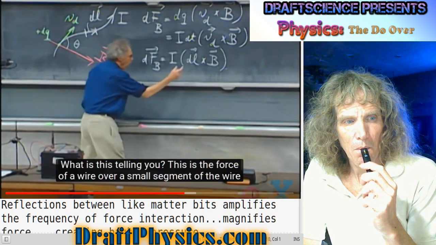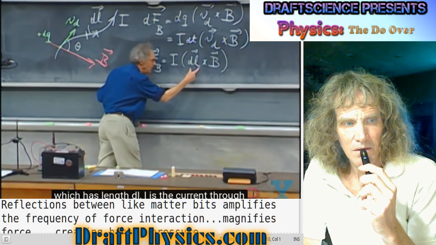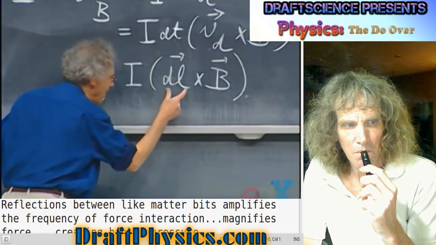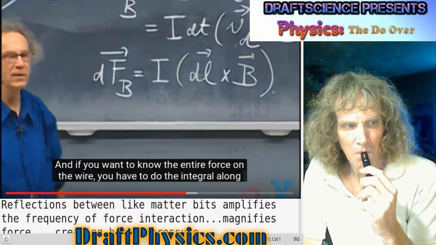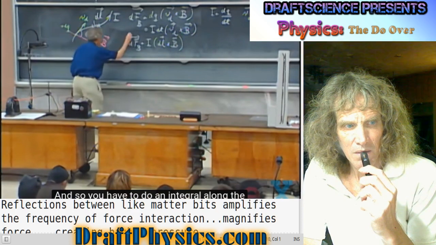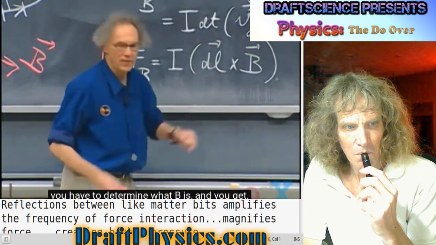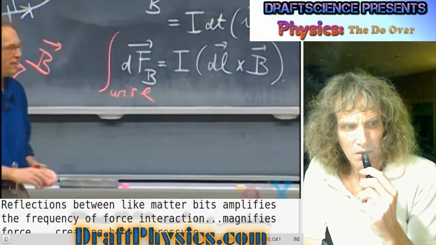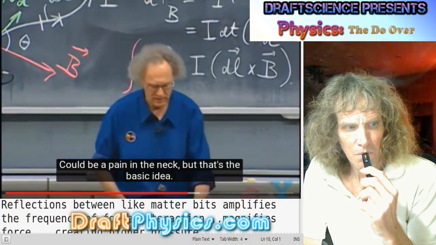This is the force on a wire over a small segment of the wire which has length dl. I is the current through the wire, and B is the local magnetic field at that location dl. That's what it means. And if you want to know the entire force on the wire, you have to do the integral along the whole wire. At every portion dl you have to determine what B is, and you get a force, which is a vector, and you have to add those vectors vectorially. Could be a pain in the neck, but that's the basic idea.